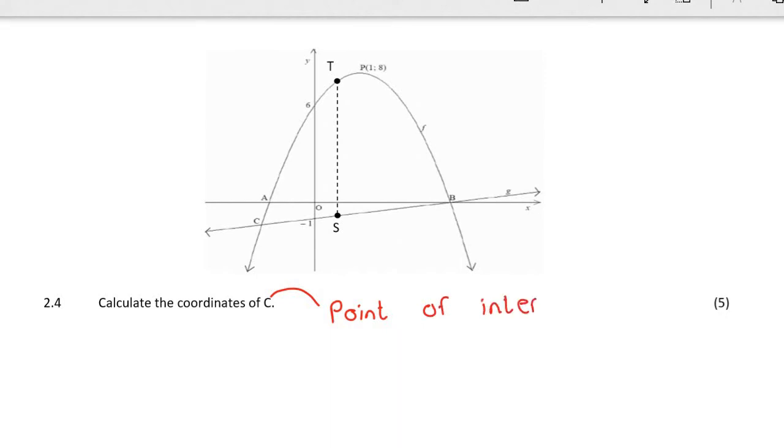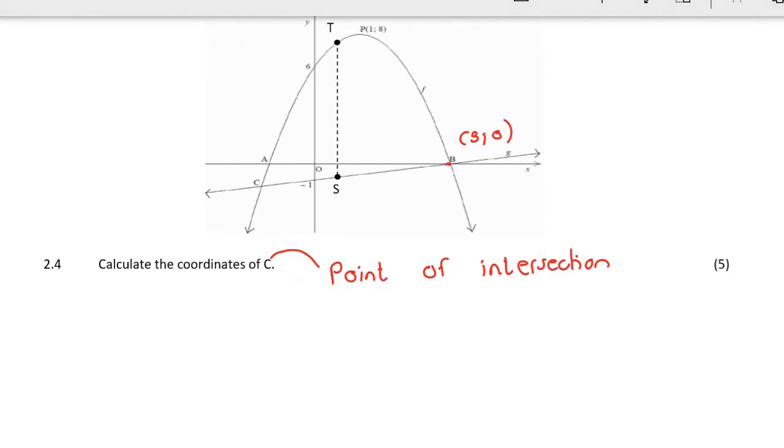Now, I know one of the points of intersection already. Just by luck, I know that B is 3, 0. So if I work out the points of intersection and I don't get one of them as 3, it's a bit of a self-checking. I can see I've done something wrong. Now, I wrote these notes in the previous question as well. A point of intersection is where the two graphs are equal to each other.